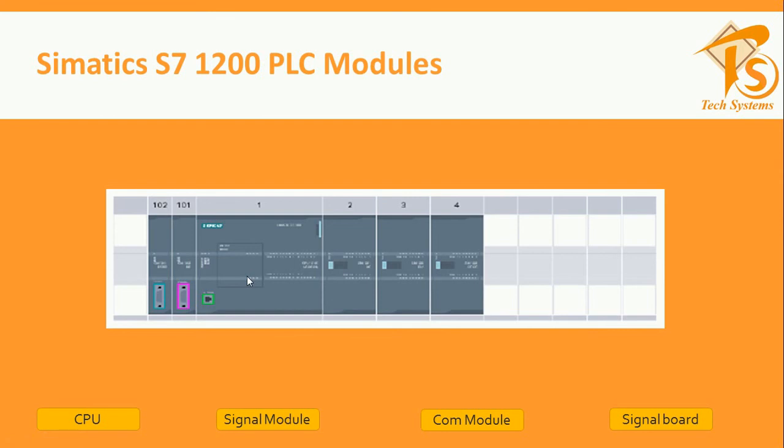So basically in the 1200 series, there are 4 different types of module for the CPU: signal module, communication module, and signal board. And always remember, your PLC is in the center, your signal module is connected on the right side of the PLC, and your communication module is connected on your left side, and the signal board is always connected in front of the CPU. It is a fixed pattern of the 1200 series PLC. You could not insert a communication module on the right side.